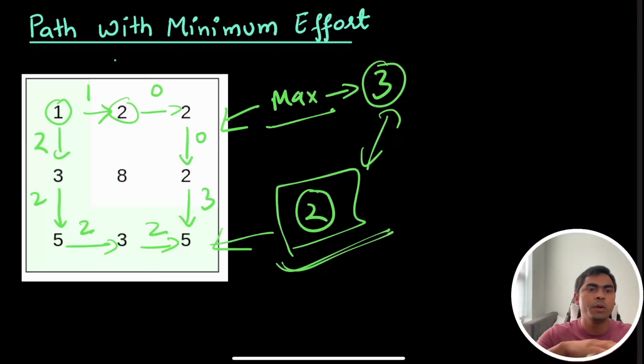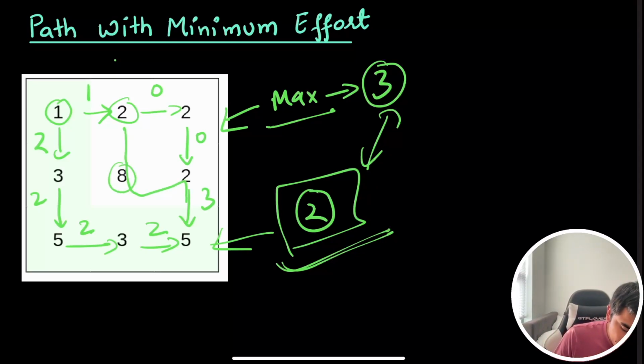We want to minimize the maximum difference that you see across all the elements in one path. There could be another path right here, this path, but if you can see, the difference between 2 and 8 is already 6.